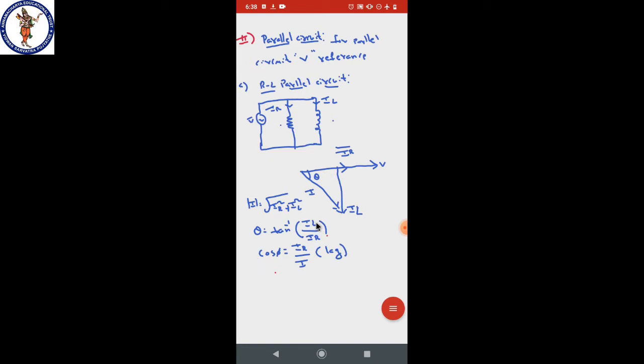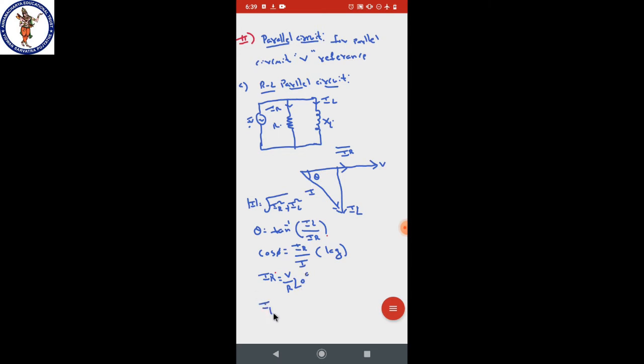Now let's look at the currents in the diagram. IR equals V by R, where R is the resistance. There is no phase difference between voltage and current, so here I will write it at an angle of 0 degrees.